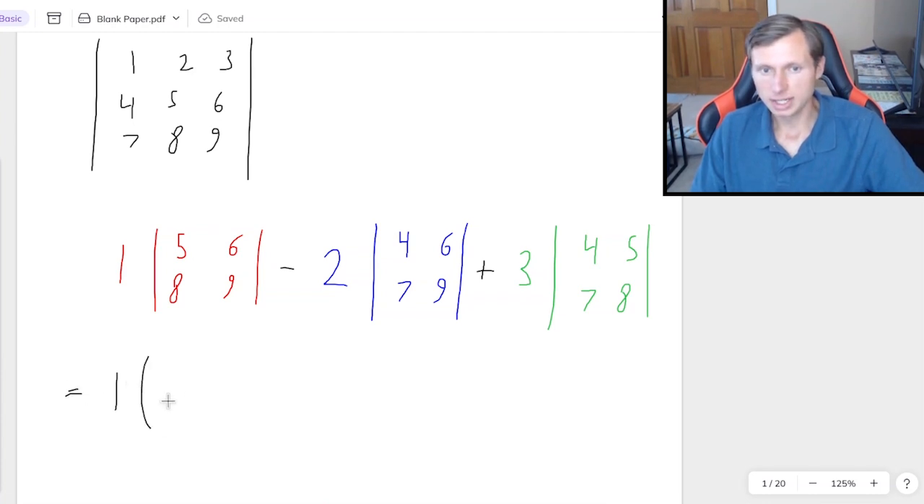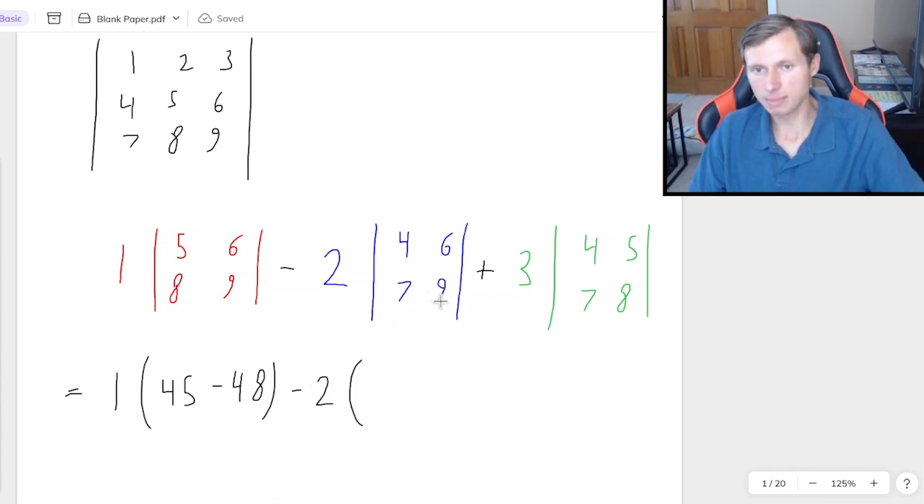It's 1 times the determinant of a 2x2 matrix. If you forget, that's 5 times 9, which is 45, minus 8 times 6, which is 48. That's the first one. For the second one, it's minus 2 times 4 times 9, which is 36, minus 7 times 6, which is 42. And then for the last one, 3 times 4 times 8, which is 32, minus 7 times 5, which is 35.